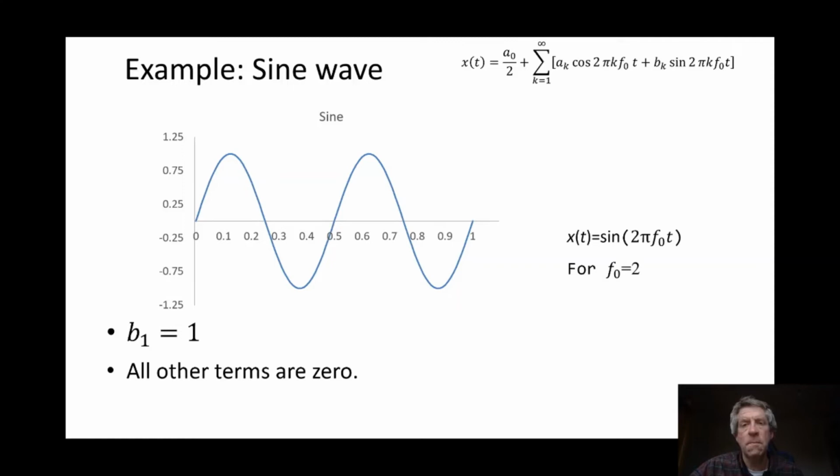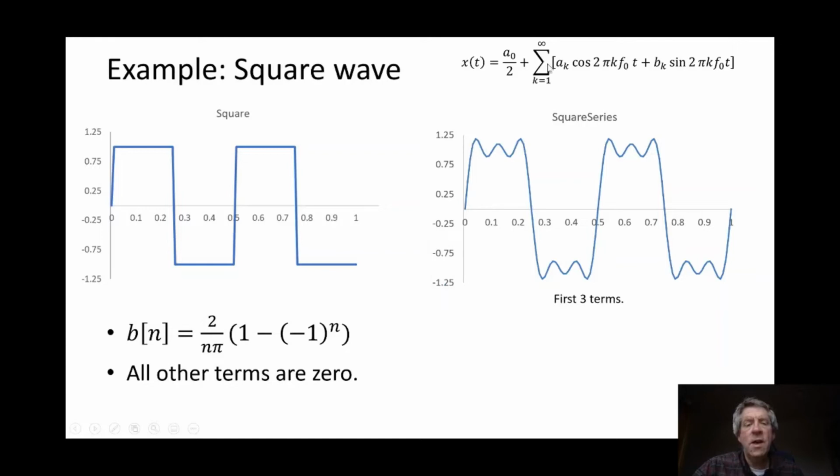If we have a square wave, then the terms, I haven't shown the math here, but the terms can be given as 2 over n pi times 1 minus minus 1 to the n. So the first thing is you can see that when n is even, this minus 1 to the n becomes just 1. So it's 1 minus 1. So there are no even terms, only odd terms, b1, b3, b5. If we take the first 3 of those terms, and we basically end up summing 3 sine waves, we get this function here, which does not look exactly like a square wave, but it's pretty close.